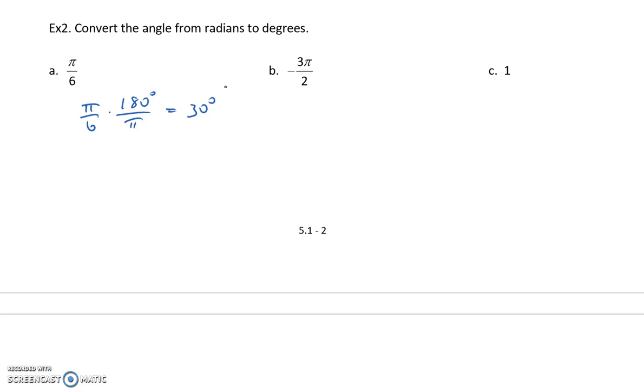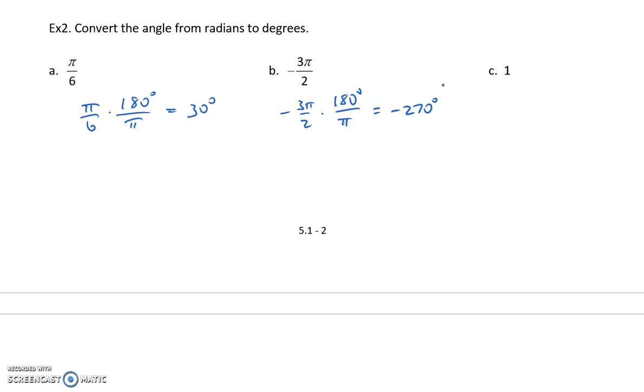Negative 3 pi over 2 is going to be very similar. Multiply by 180 degrees over pi. The pi's are going to cancel as before. 2 goes into 180 90 times. 90 times 3 is 270. We're left with negative 270 degrees.